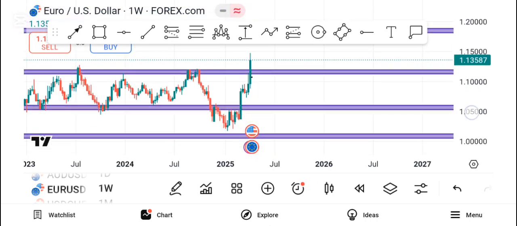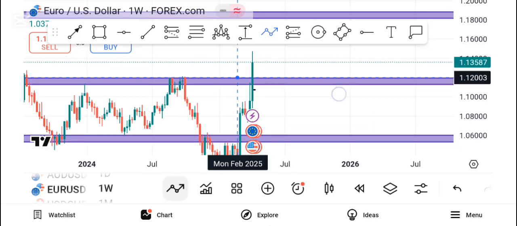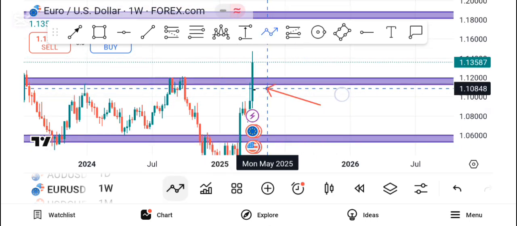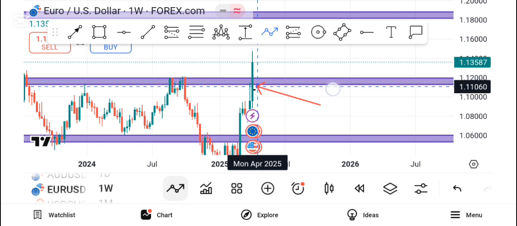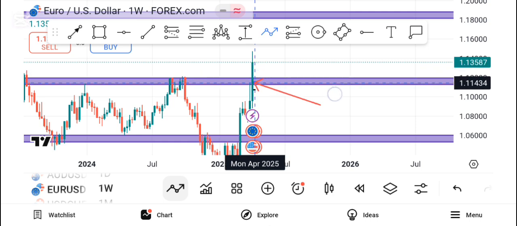Okay, guys, this is the weekly time frame. You can see this was the break of that resistance level in the monthly. As you can see, we take a very bullish engulfing candle. So as you can see, buyers are in control of this market. So let's go down to the lower time frame and know how to get our entry in this pair.